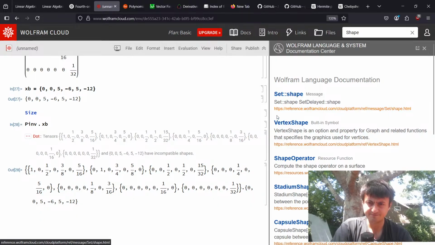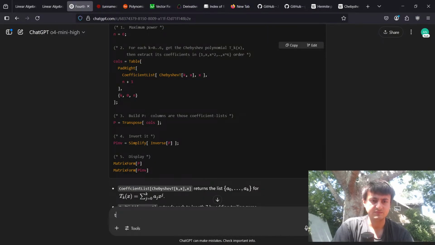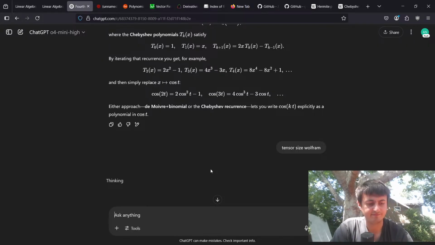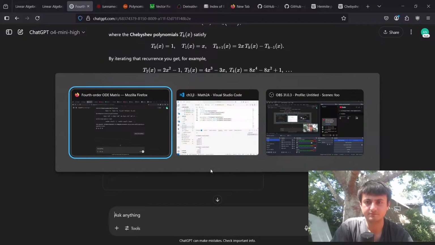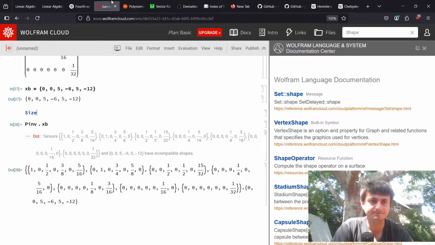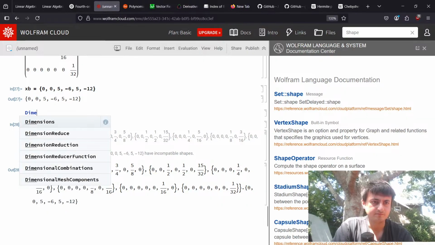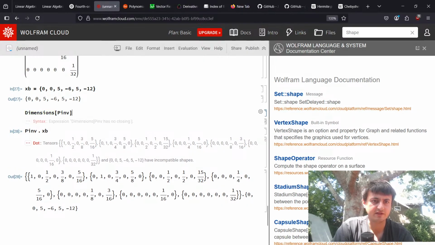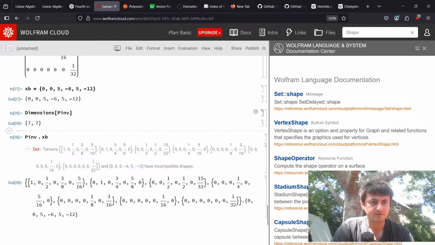Shape of an array? Tensor size Wolfram? Maybe I should have said shape. No dimensions? Oops. I always forget that thing. 7 by 7.